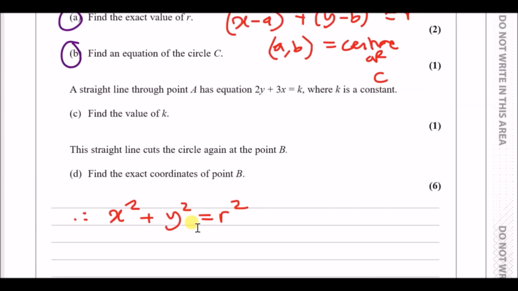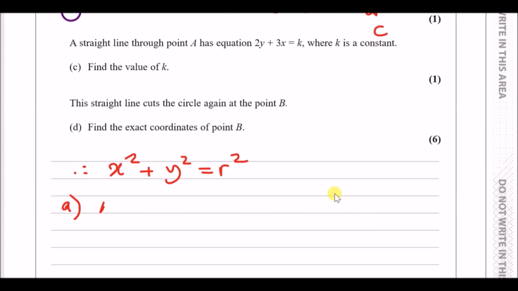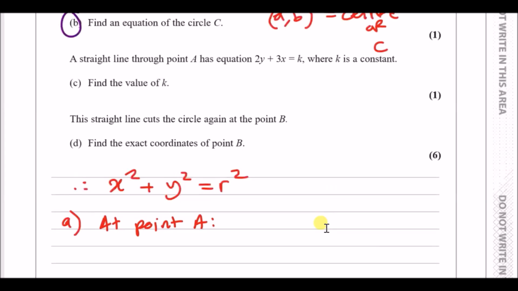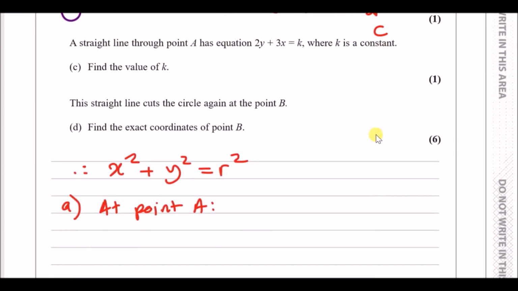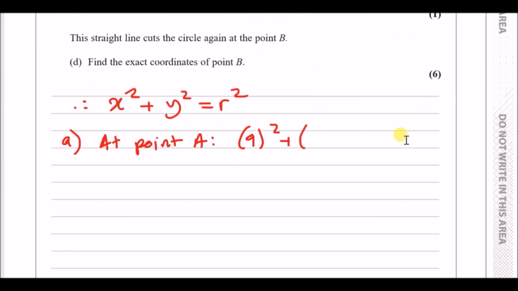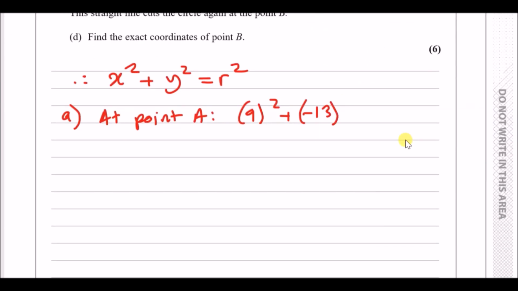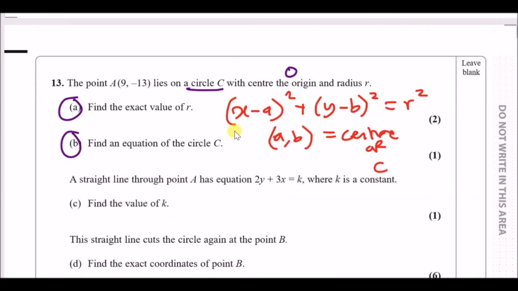So for part A, find the exact value of R. Let's plug in point A into this equation, yeah? So at point A, we're going to now have x, which is 9, and y, which is minus 13. x, which is 9 squared, plus y, which is minus 13 squared. And it's now going to equal, what's that going to equal? And that's going to equal R squared. So basically, to solve for R, literally put this in your calculator and then square root to find R, and your answer should be 5 root 10. Yeah, that's it. Straightforward.